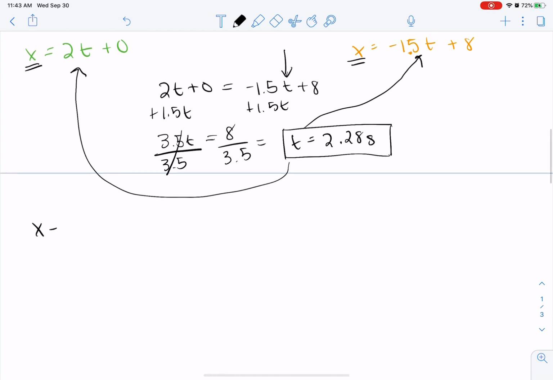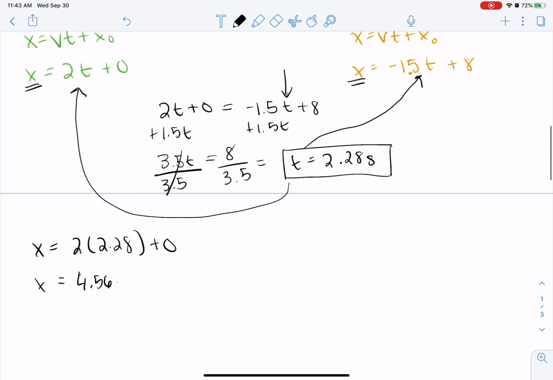So I get x equals 2 times 2.28 plus 0. Put that in a calculator, and I get 4.56. And the units for position is going to be meters.